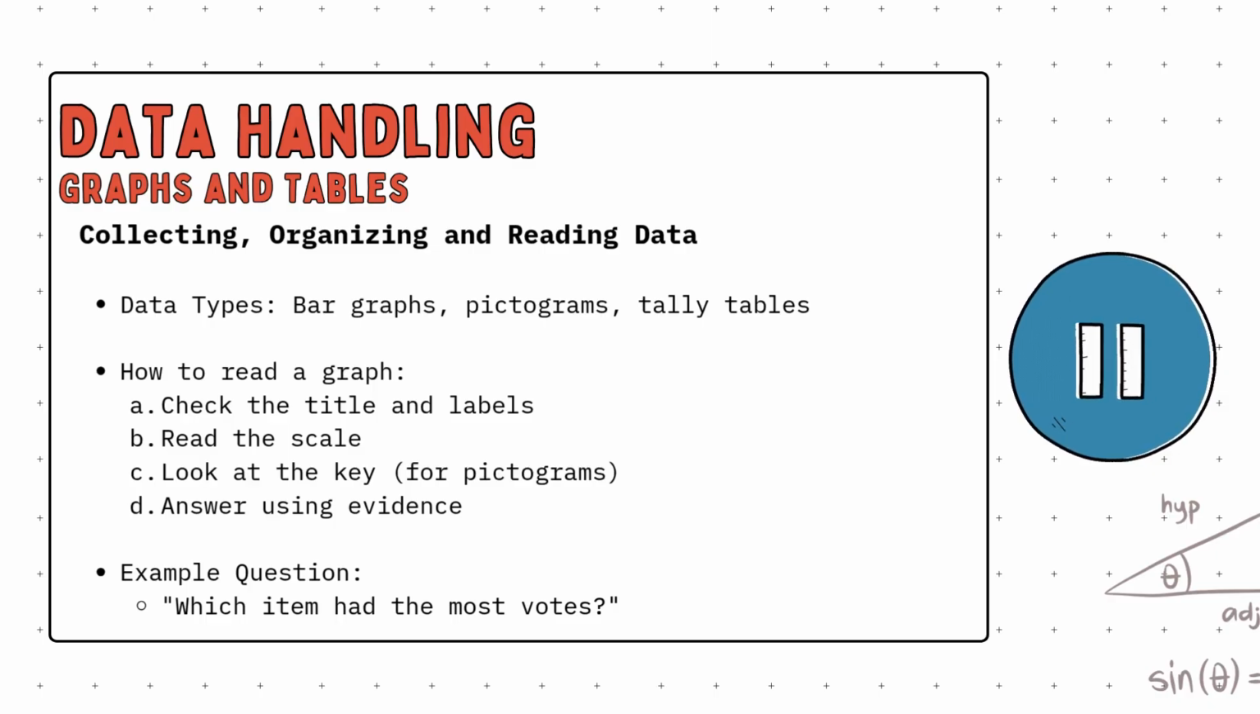And remember, when you answer a question like which item had the most votes, look at the graph, use the title, labels and key, and explain your answer using what you see in the data. Don't just give your answer.